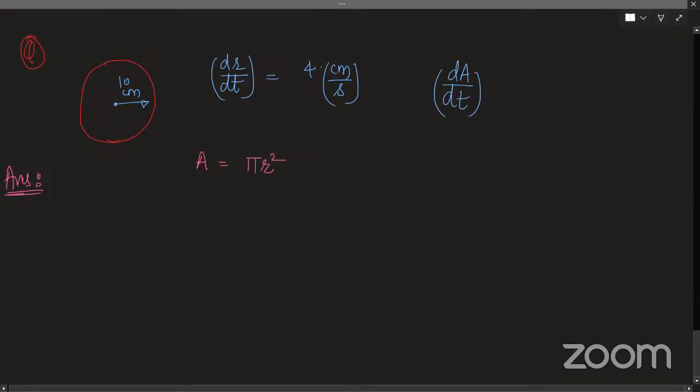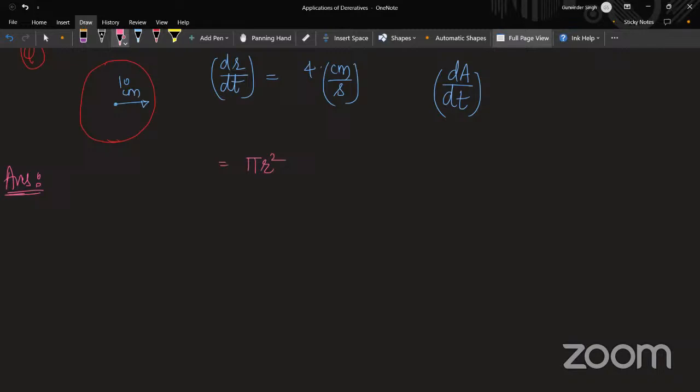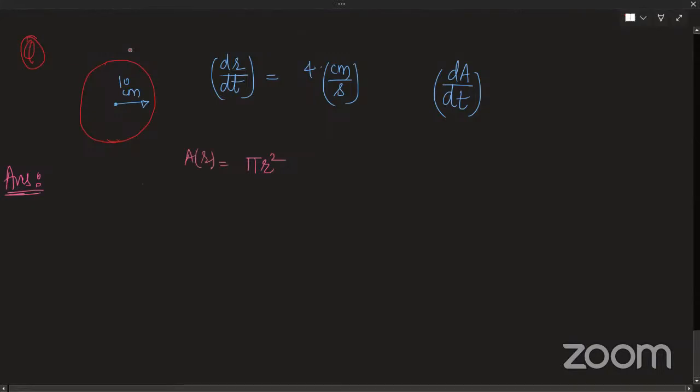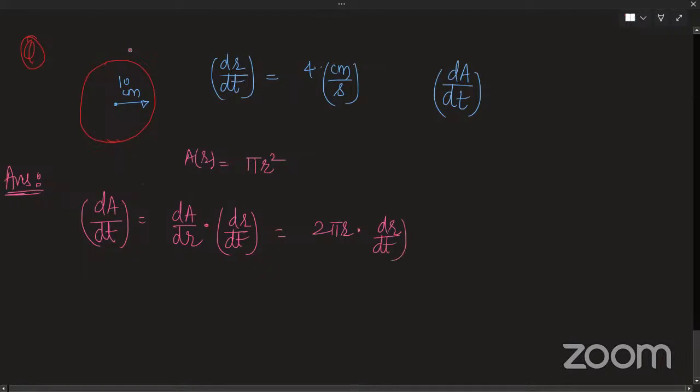I have successfully written my area as a function of radius. I know the relation between area and radius. So if I differentiate this with respect to time, I can apply the chain rule and write it as dA by dr into dr by dt. Can you tell me what is the value of dA by dr? Sir, it's 2 pi r. Great. So it's 2 pi r into dr by dt.